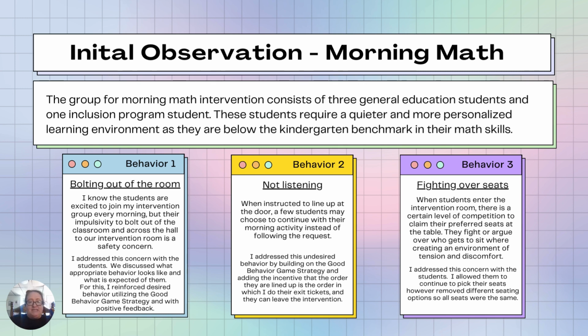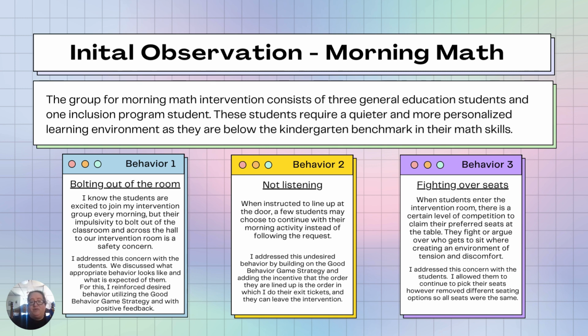So, to address this behavior, I built on the good behavior game strategy and added in an incentive in order for them to be more enticed to join in and line up. The order in which they're lined up is the order in which I would do their exit tickets at the end of observation so they can return to the classroom.